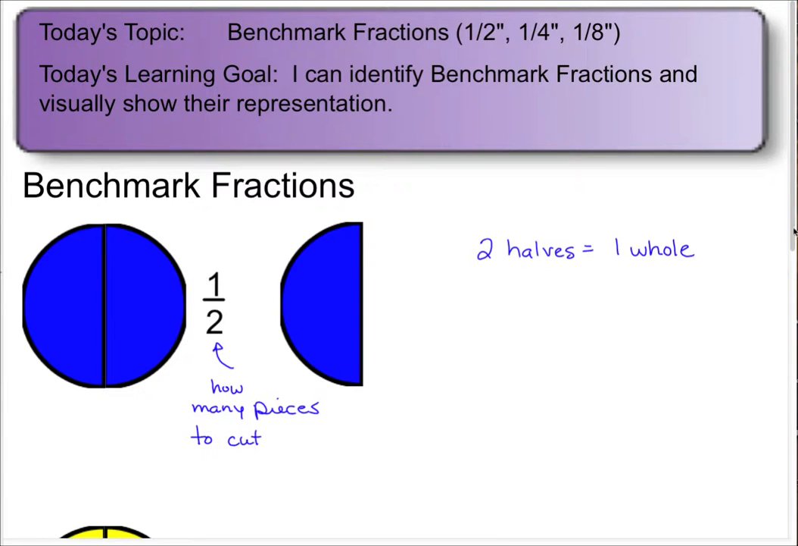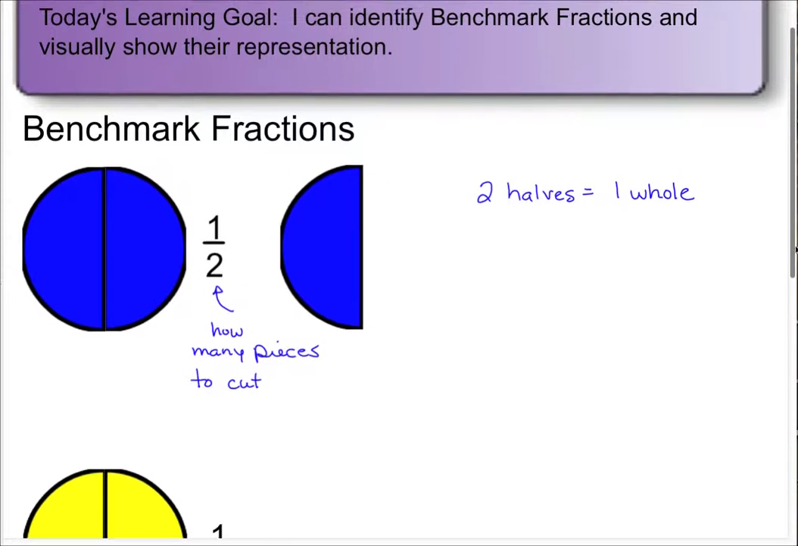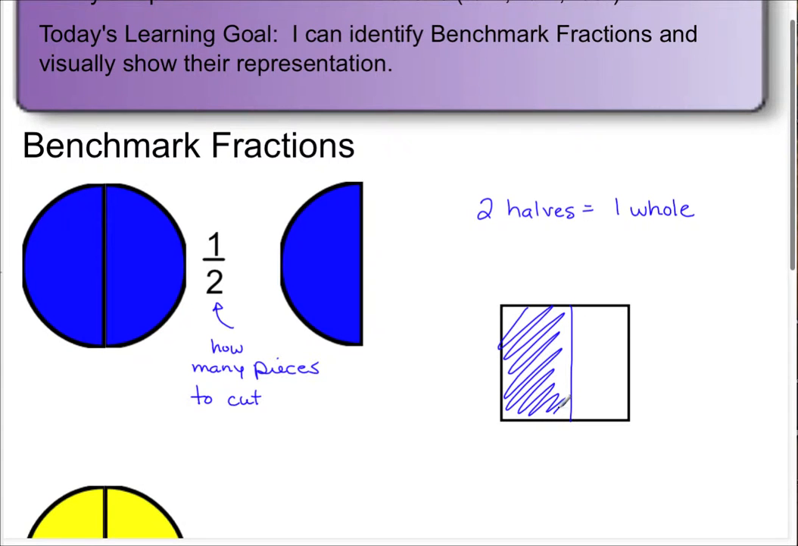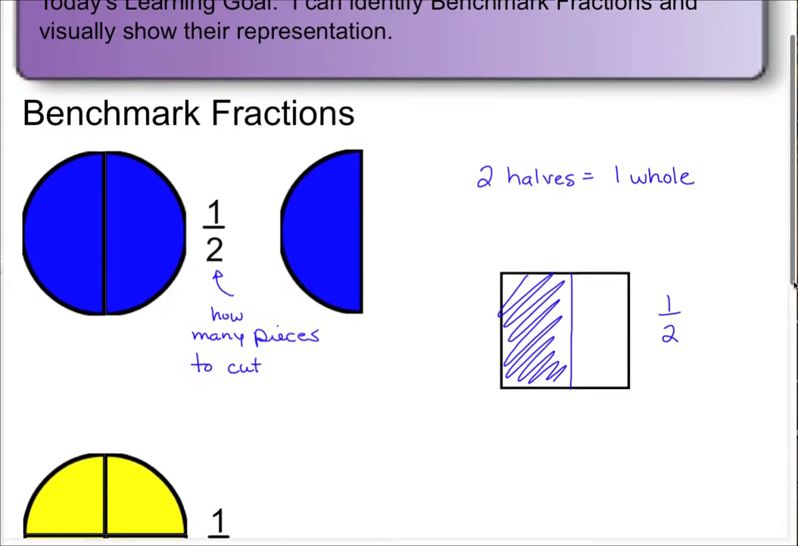Now we'll go on to the next one because halves are pretty easy. If I asked you to draw me a half or shade in a half, you could just draw something and cut it into two parts. It doesn't have to be a circle. You can draw a square or a rectangle. And if I wanted you to draw me a picture of half, you could cut it into half and just shade in one side. And this would be half. Now that's approximately half because I didn't do a very good job of splitting it down the middle. This looks like it's bigger than this other part. But that's one way you could represent it.